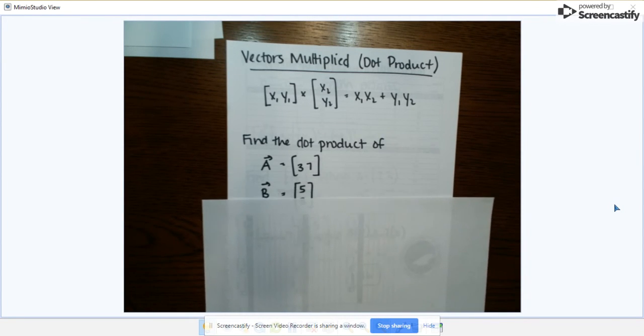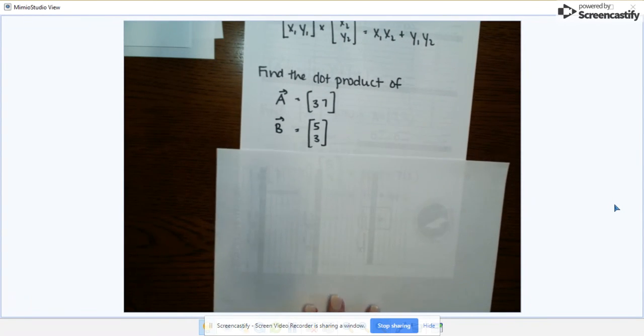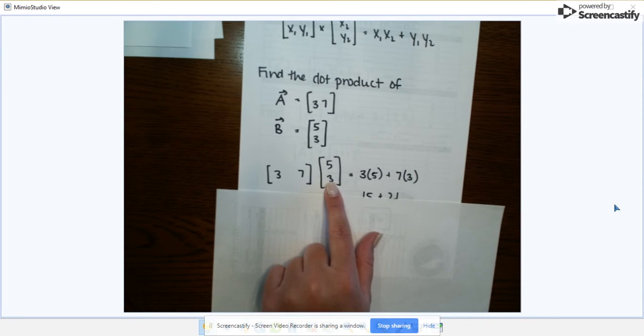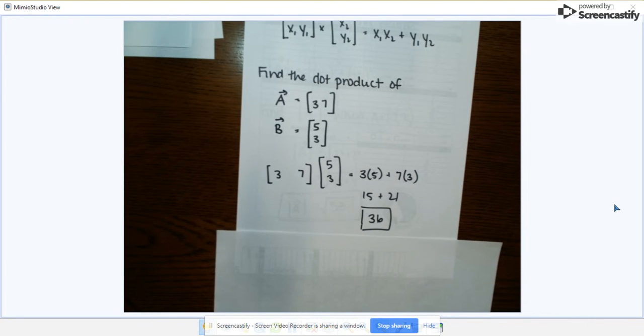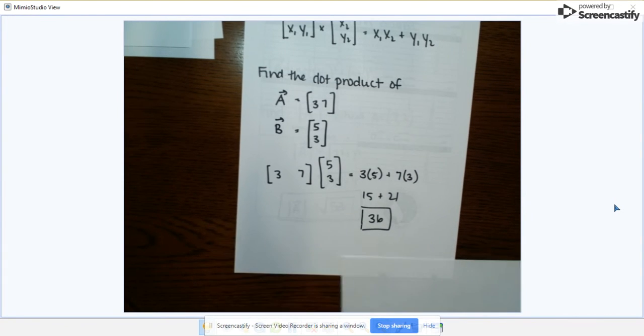So here, find the dot product of a and b. Well, I'm going to take 3, 7 and 5, 3. 3 times 5 is 15. 7 times 3 is 21. So my dot product would be 36.